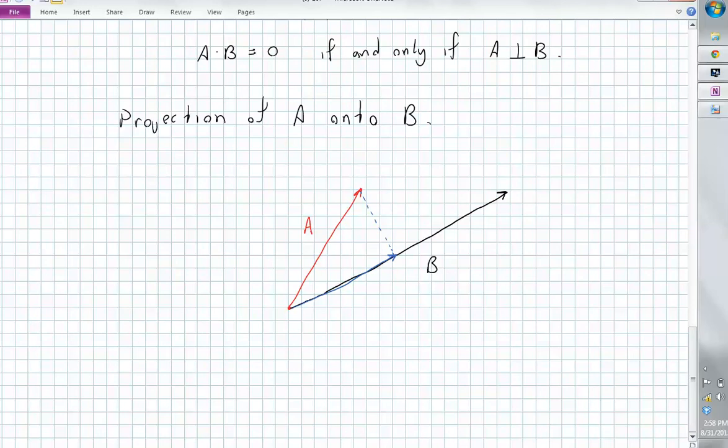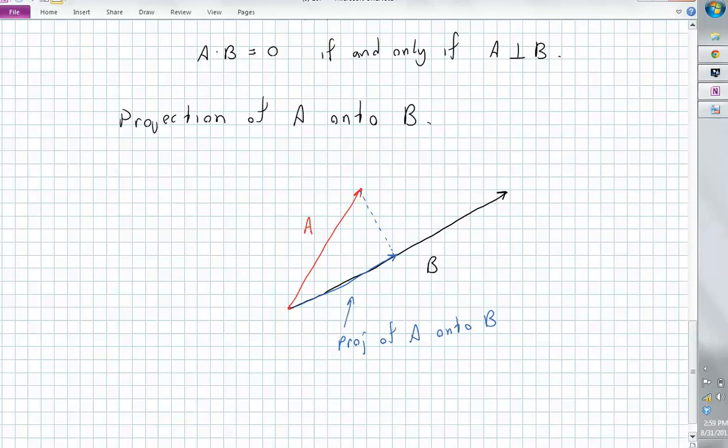So here I have a direction B that I'm really interested in, that's really important to my problem. And I have this force A, or this velocity A, and I would like to know how much of that force or how much of that velocity lies in the direction B. That's called the projection. That's the projection of A onto B.